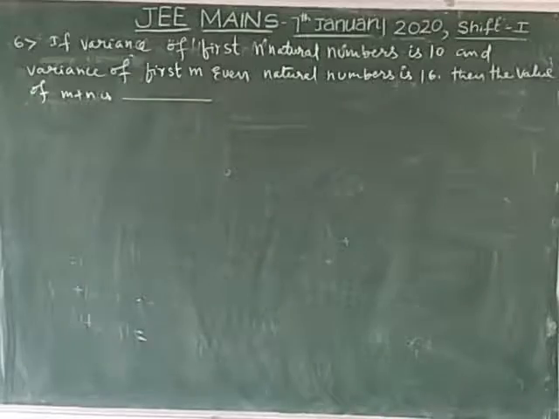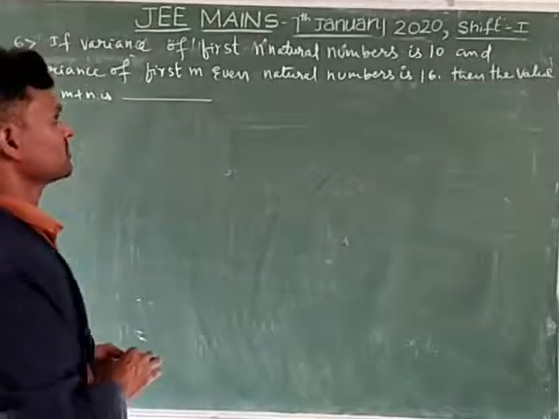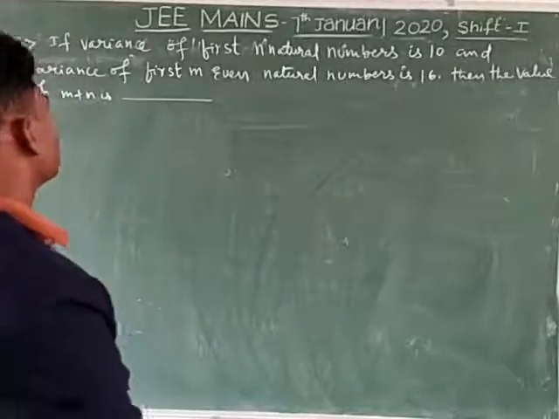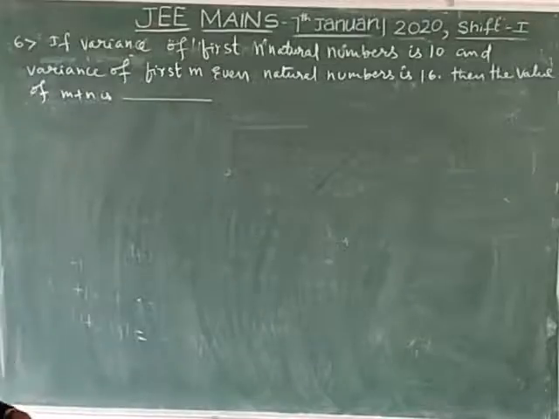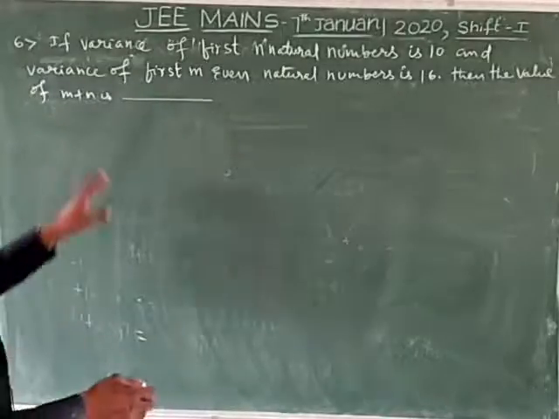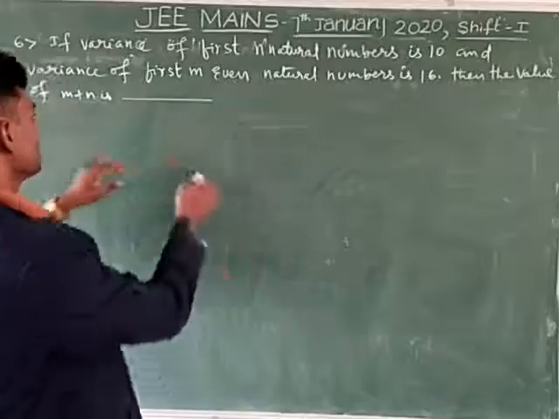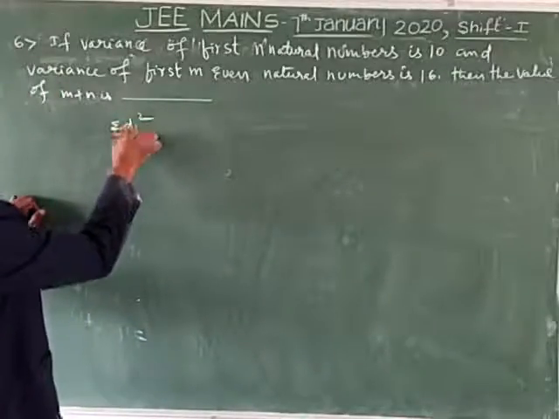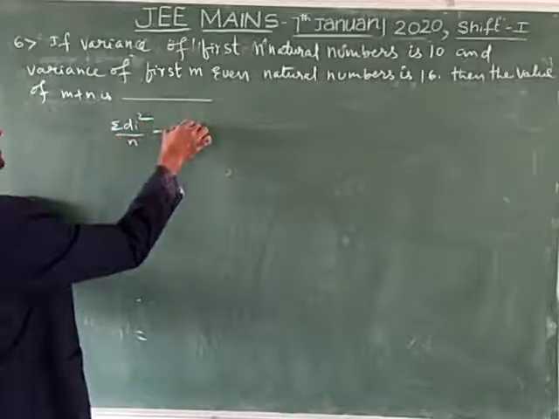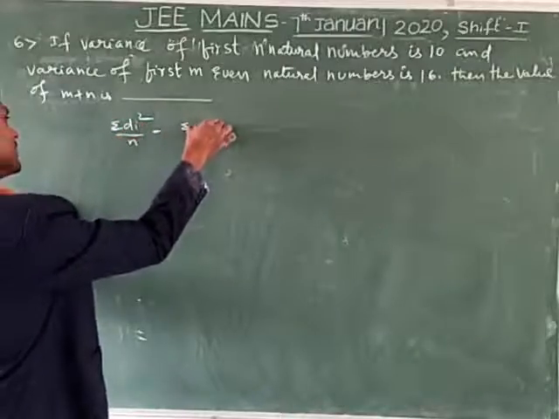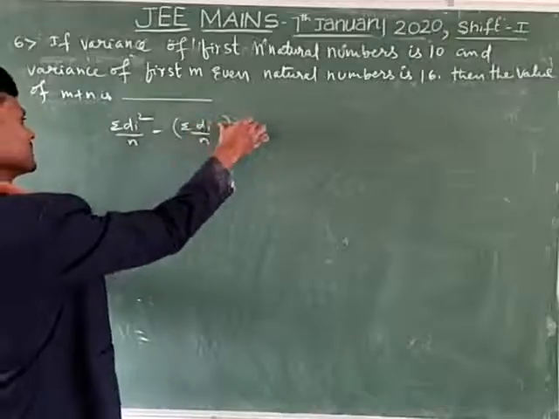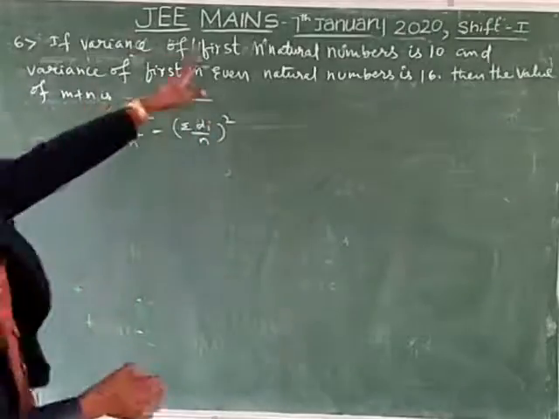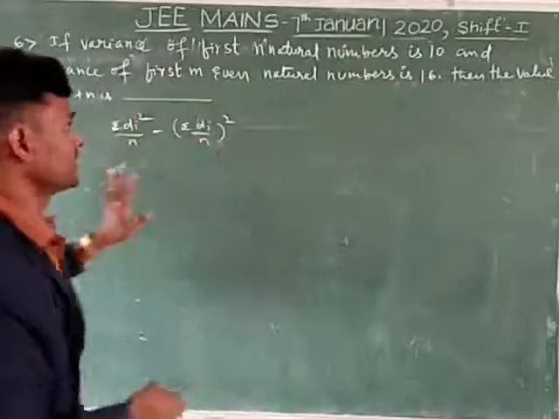Next question: if the variance of the first n natural numbers is 10 and the variance of the first m even natural numbers is 16, then the value of m plus n is equal to dash, as given. Now see here, the variance formula is equal to sigma d square by n minus sigma di by n, whole square. First we have to find the variance of the first n natural numbers.